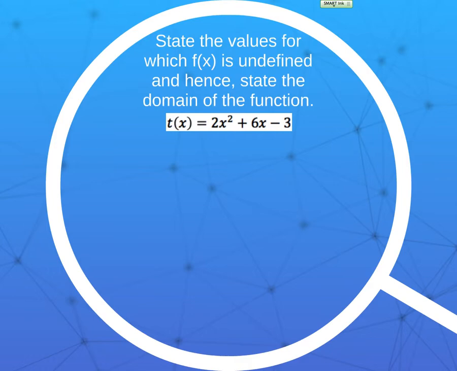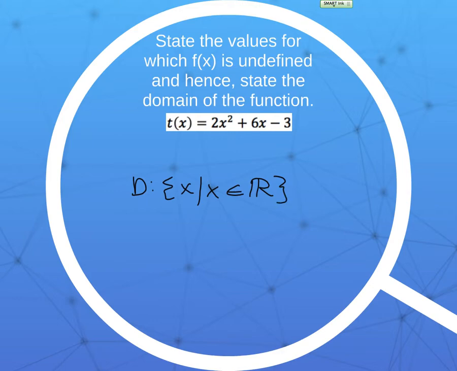So I've got x squared plus 6x minus 3. Any square rooting? No square roots. I've got squares, but I've got no square roots. Is there any dividing happening here? I've got nothing to worry about. So when I've got nothing to worry about, that means every single real number works. So my domain is x such that x is a real number.